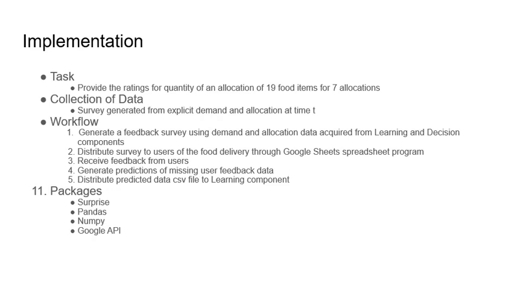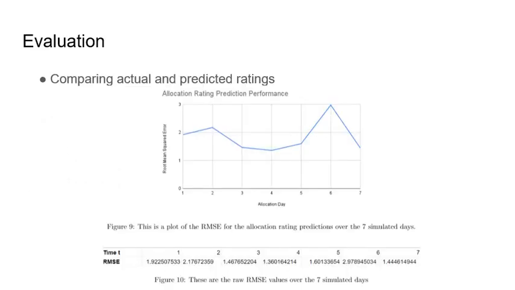The packages that we used were Surprise, which includes the SVD++ machine learning methodology, and then we had Pandas, NumPy, and a Google API used in the generation of the survey. In order to evaluate our implementation, we had the users go back and fill in what they actually would have rated if they had left a rating blank. And then we were able to look at the root mean squared error of those actual versus our predicted ratings using our SVD++ methodology of collaborative filtering.